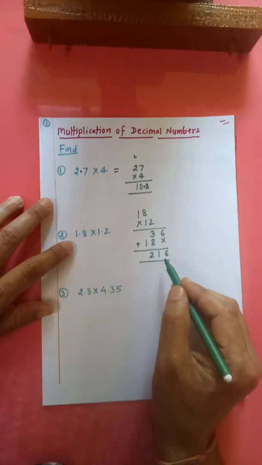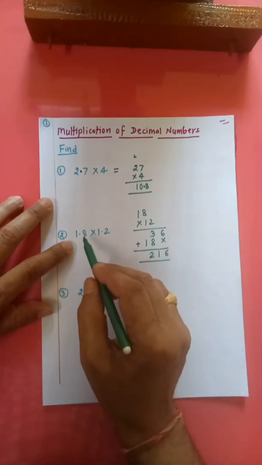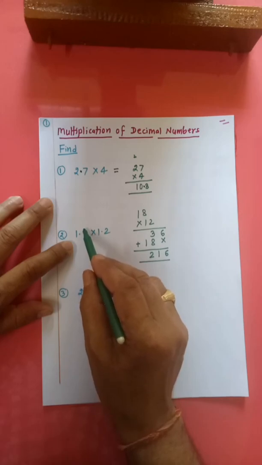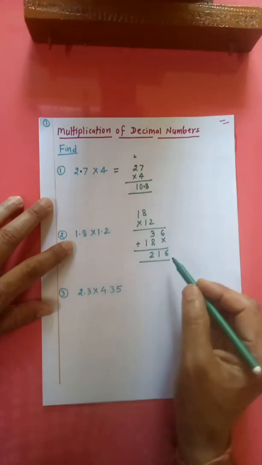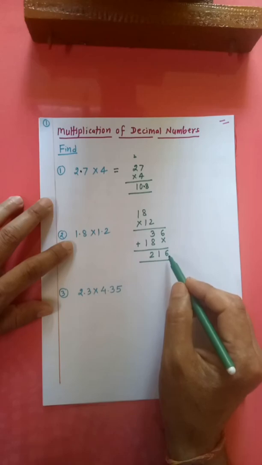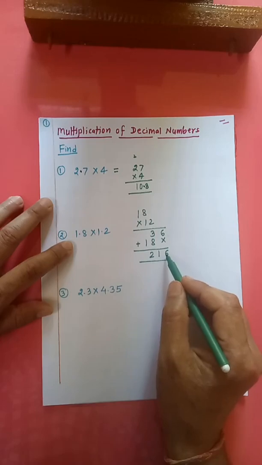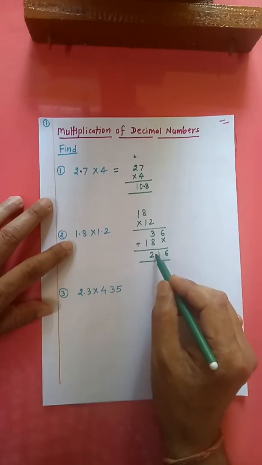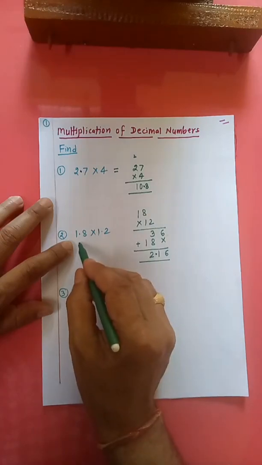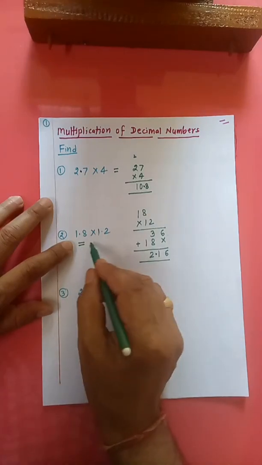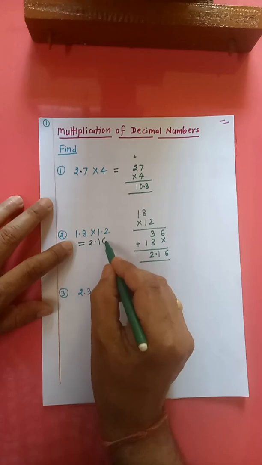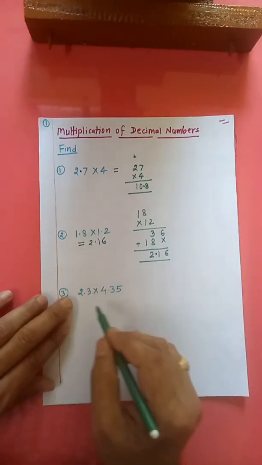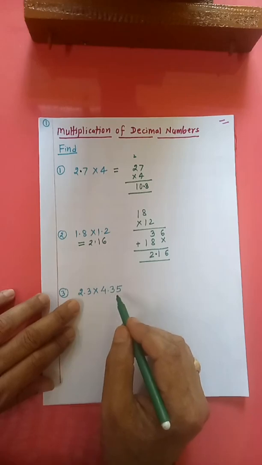For the decimal place in the answer, we will count the number of digits after the decimal in the given numbers, which is 1 and 1, so 2. So the position of the decimal in the answer will be after 2 places from the right side. It means here. So 1.8 multiplied by 1.2 gives 2.16.